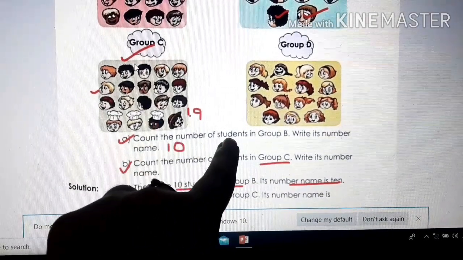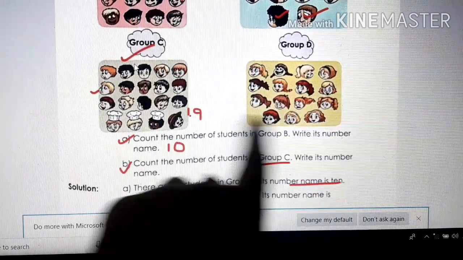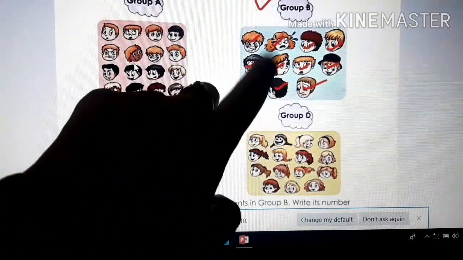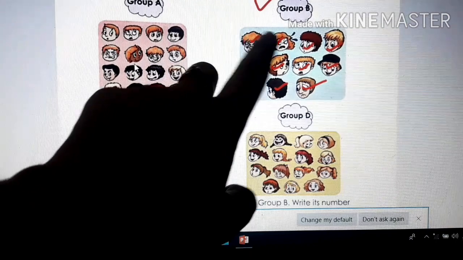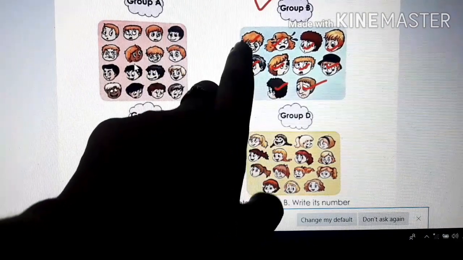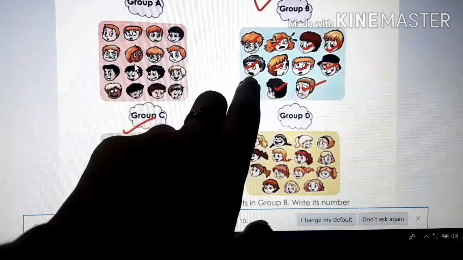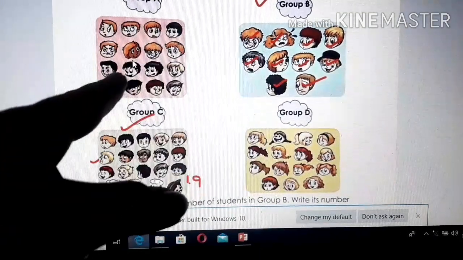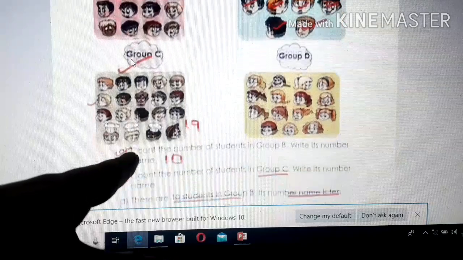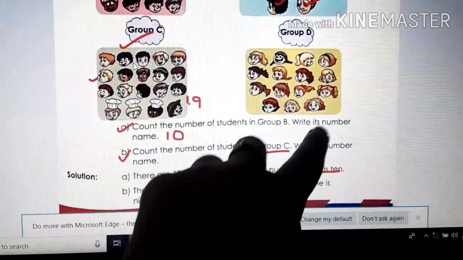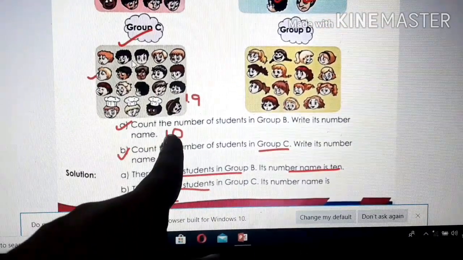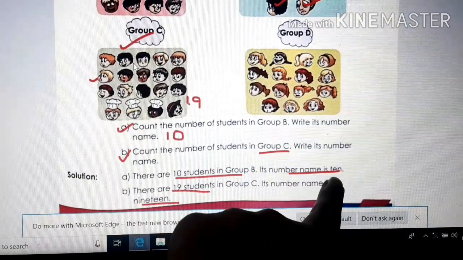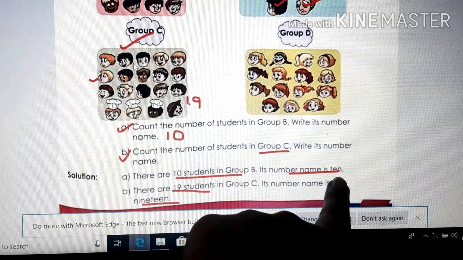Count the number of students in group B. Write its number name. Now search where is group B, children. Here is group B, right? Now count the number of students. How many are there? In first row, 5, 6, 7, 8, 9, 10. So you got 10 students in group B. And then you have to write the number name. That is the spelling of the 10. This is done here, children. You can see, its number name is ten.